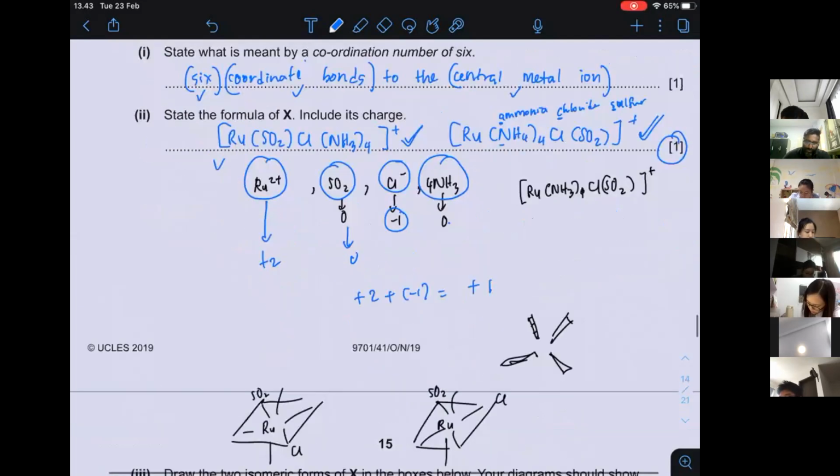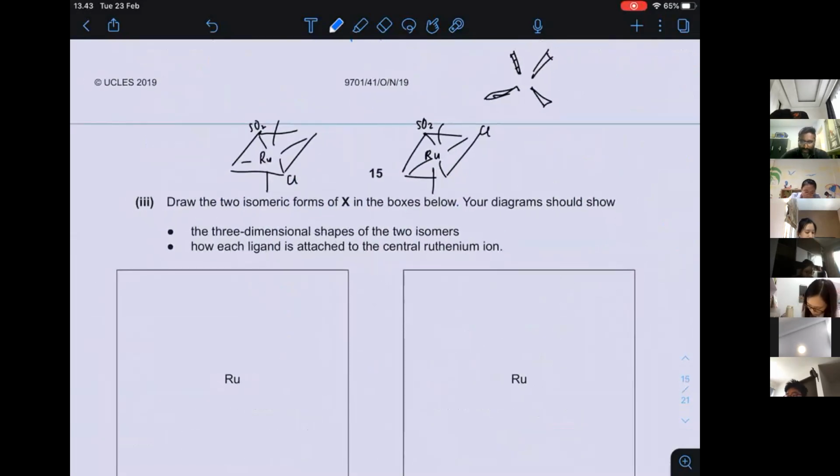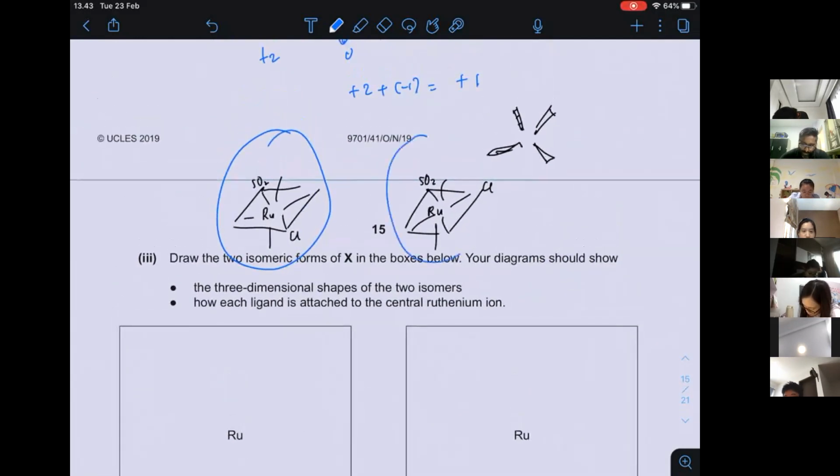Okay, that is done. Now draw 2 isomeric forms of X in the spaces below. Your diagram should show the 3-dimensional shape of the 2 isomers and how each ligand is attached to the central ruthenium ion. So they want you to show, and this is going to be a 3D diagram. Please remember this one is still my working. I'm still wondering how do I show, I have 4 ammonia, how do I show using 4 ammonia with SO2 and Cl, how do I show the isomer over here?